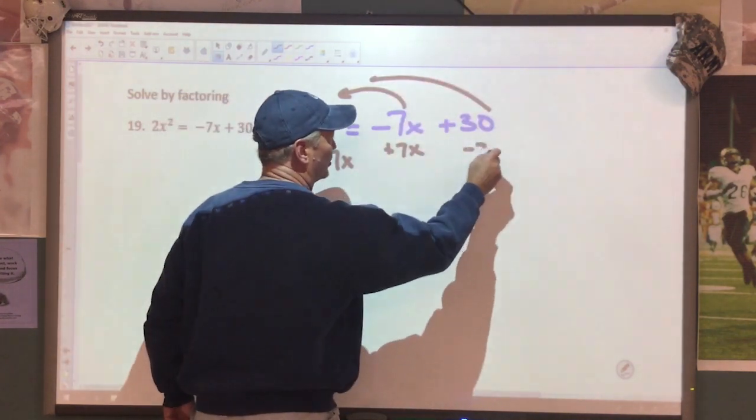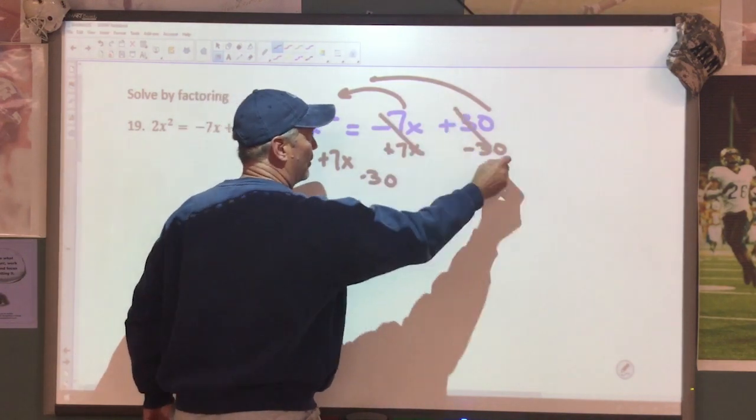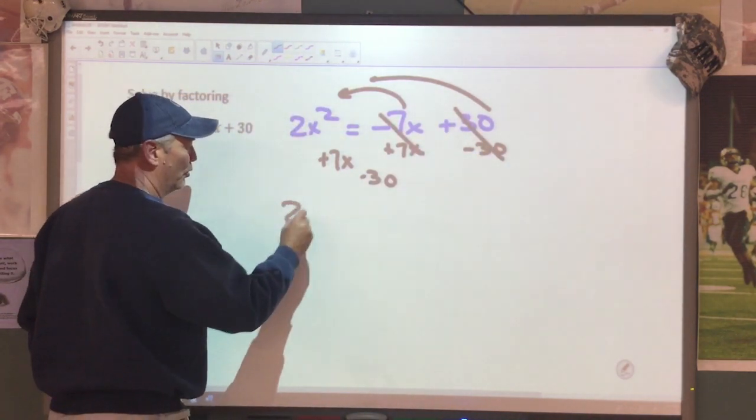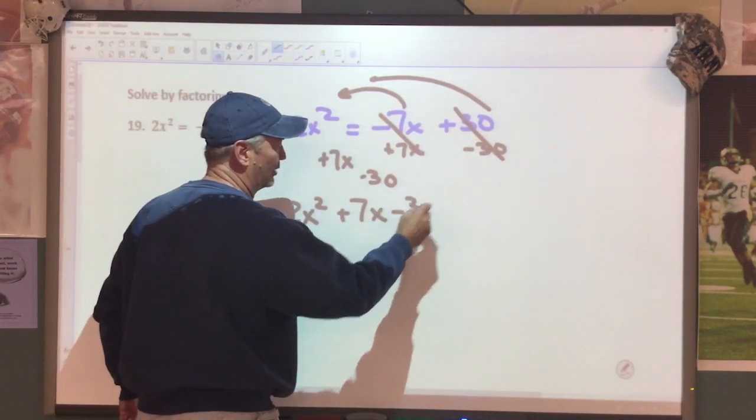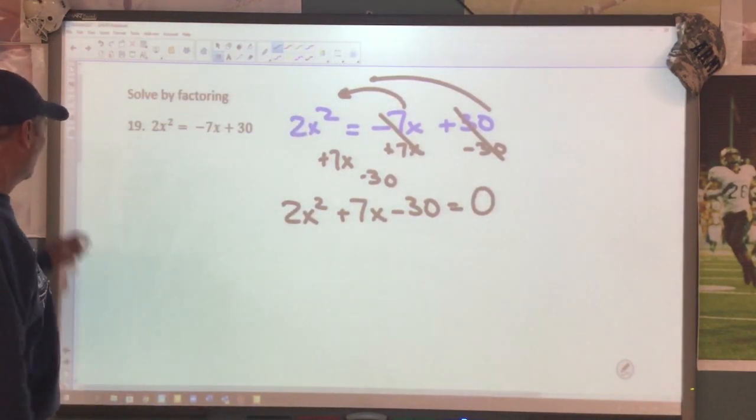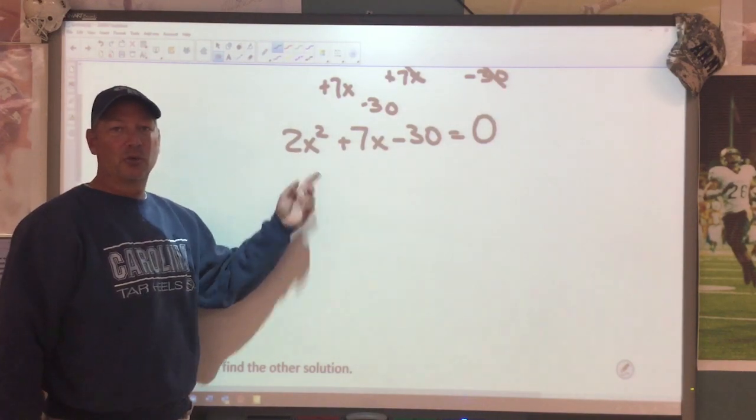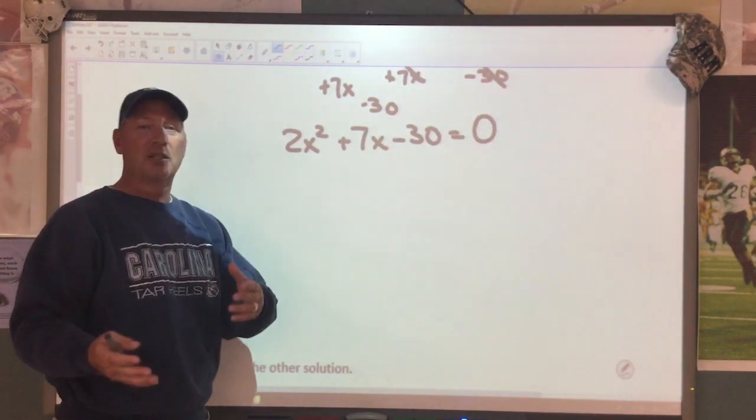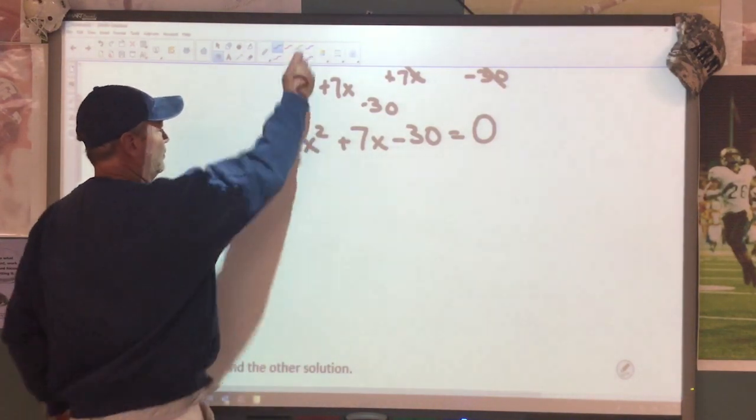We're going to go minus 30, minus 30. These will cancel, and that will leave us with 2x squared plus 7x minus 30 equals 0. So what do we do now? Well, my a value is a 2, so we're going to have to factor this using the box method or the grouping method.